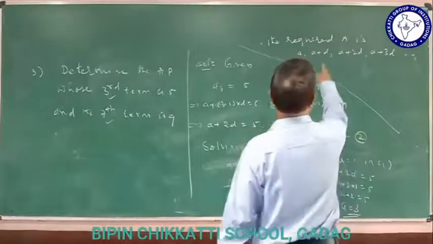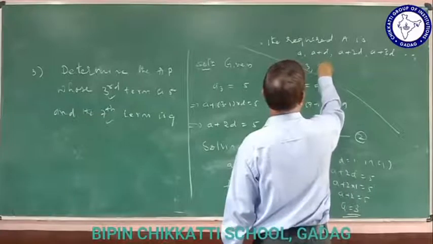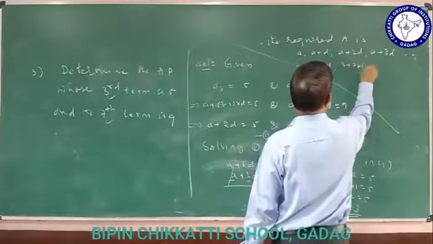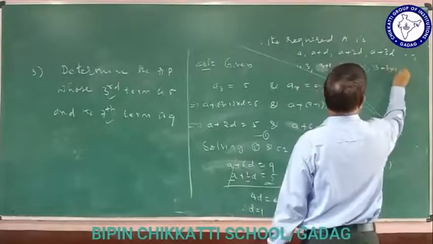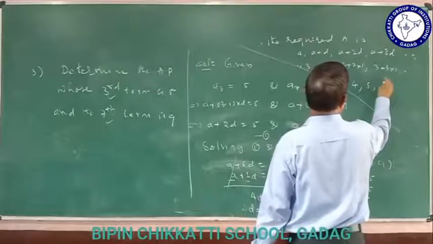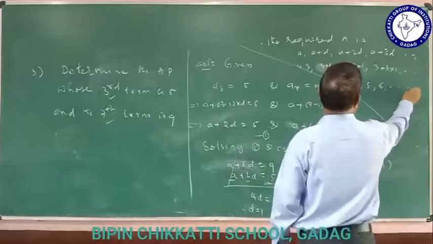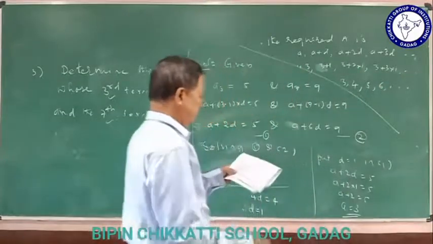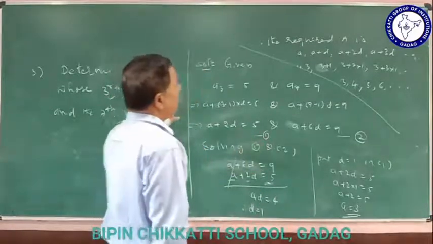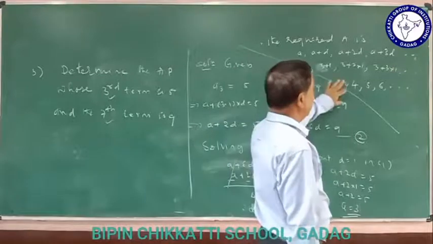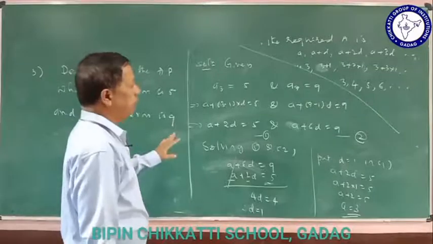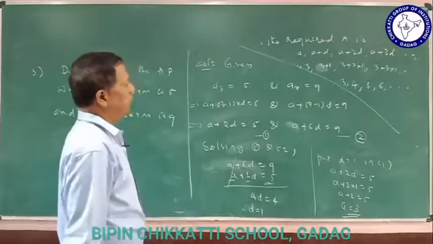D is how much? 1. And here you see D is 1, which means you get 3 plus 1, and 3 plus 2 into 1, 3 plus 3 into 1. Now you can write 3, 4, 5 and 6. Here you have got the AP 3, 4, 5, 6, that can be continued. So this is the way we have determined the AP when the third and seventh terms are given. So this is information that we can find out.